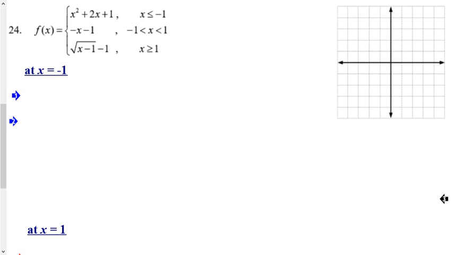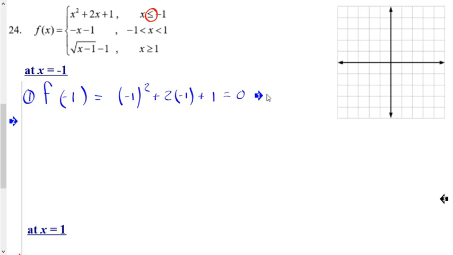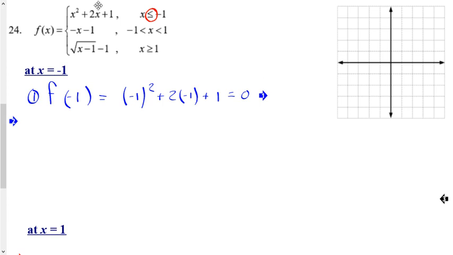So let's start by looking where x is equal to negative 1. Is the function defined? Well, as I look up here at my definitions of the function in piecewise form, I can see that here, x is equal to negative 1. So the function is defined, and I can determine a value of the function using that top polynomial part of the piecewise function.